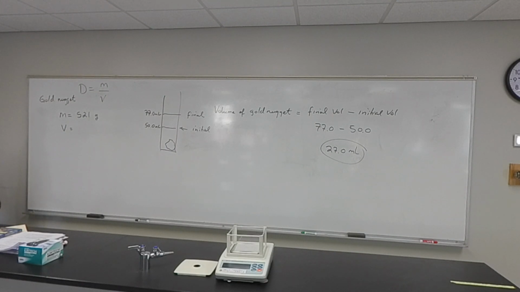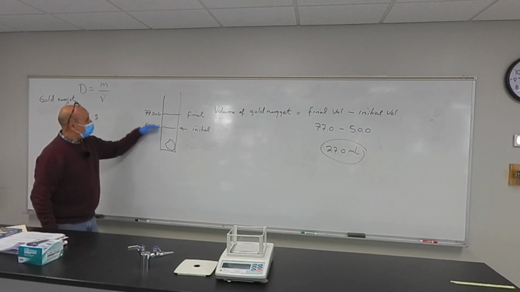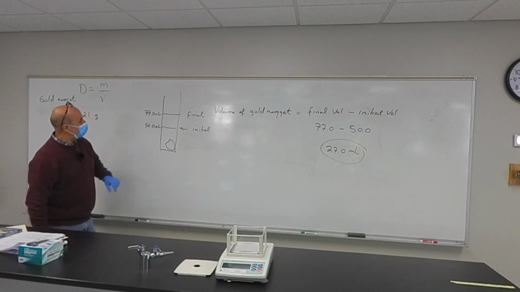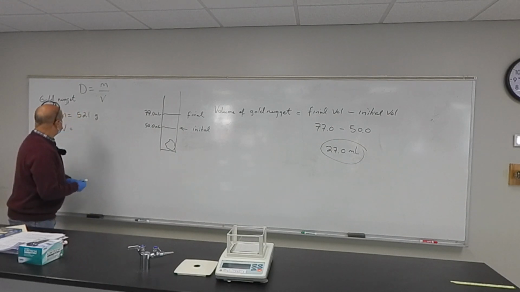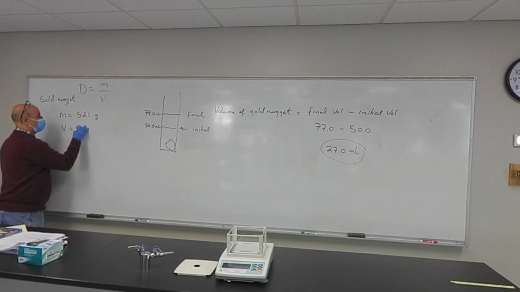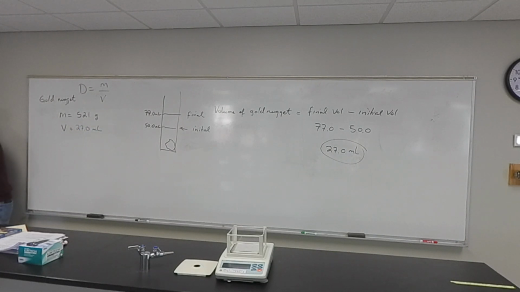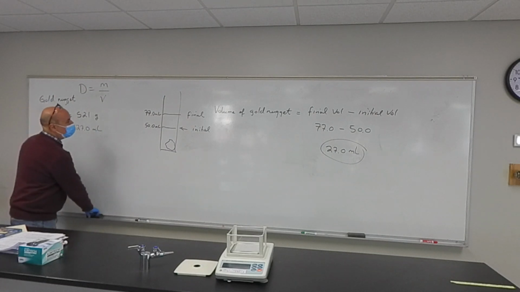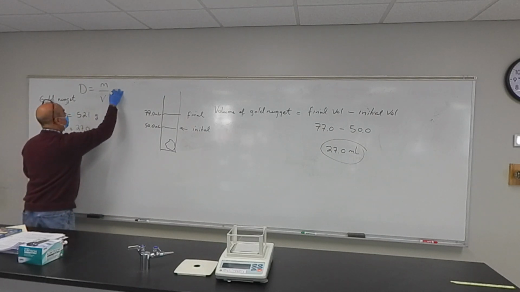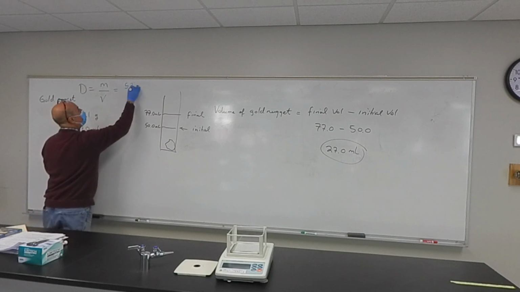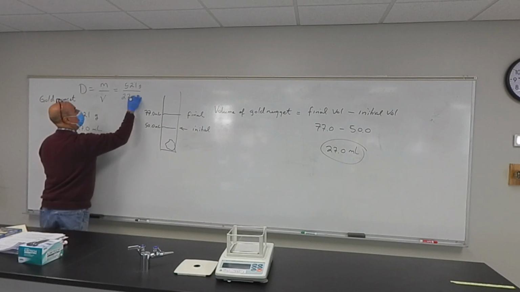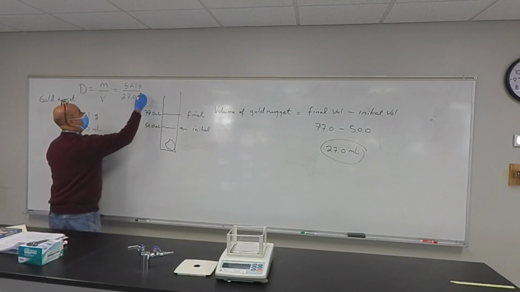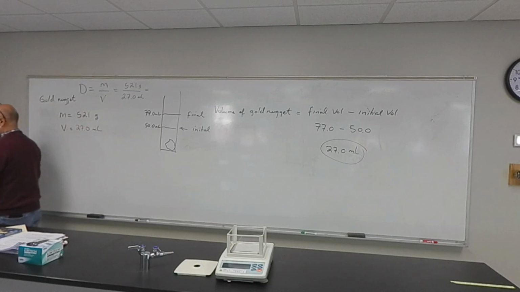Does that make sense? The volume of the water went up proportionally to the volume of that gold nugget. So, volume 27.0 milliliters. Now we do the calculation. So, mass 521, volume 27.0. What do we get?